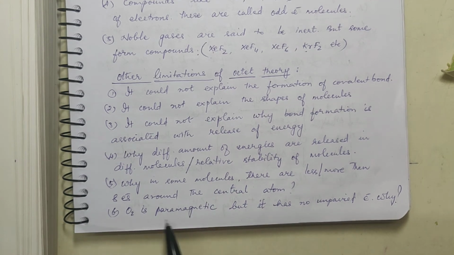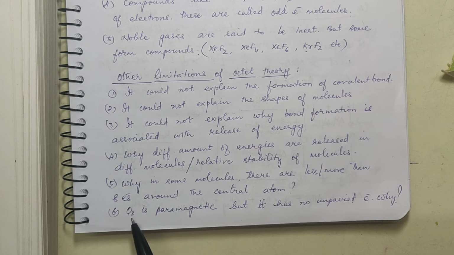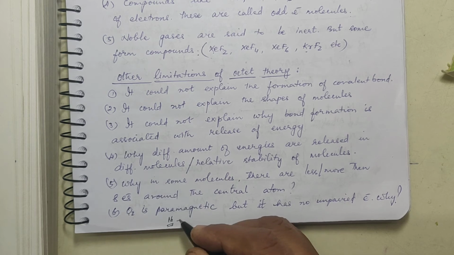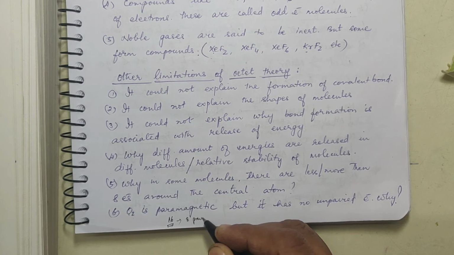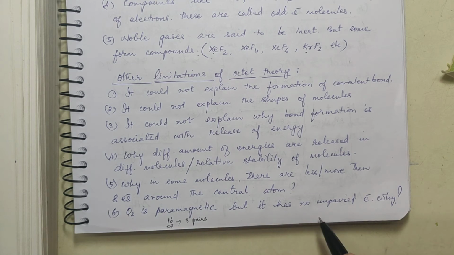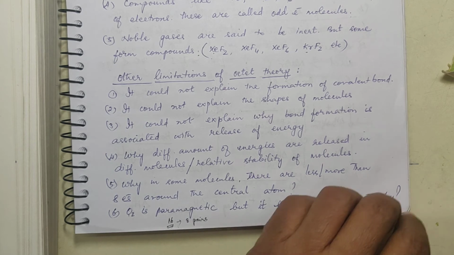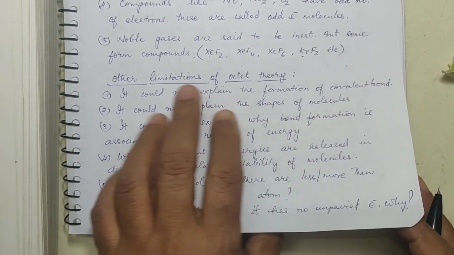Same way, O2 is paramagnetic. See, O is having 8 electrons. So total number of electrons is 16. So if you consider 16, then you take it as 8 pairs, isn't it? 16 means 8 pairs. Then where is the unpaired electron? According to this, there are no unpaired electrons. But there is an unpaired electron and it is showing paramagnetic behavior. Oxygen is showing paramagnetic behavior. Paramagnetic behavior is due to the presence of unpaired electrons. Then it is not able to show. So these are all the limitations.